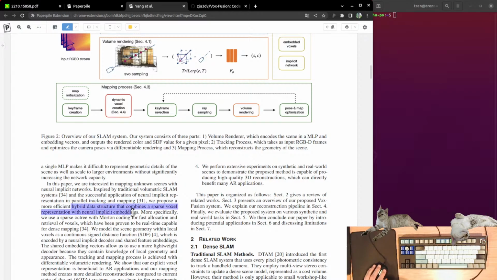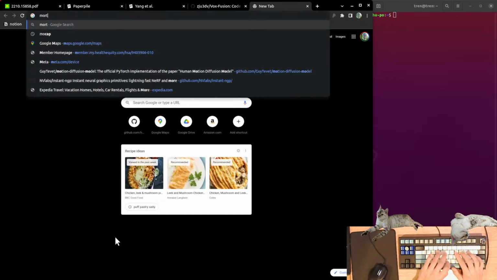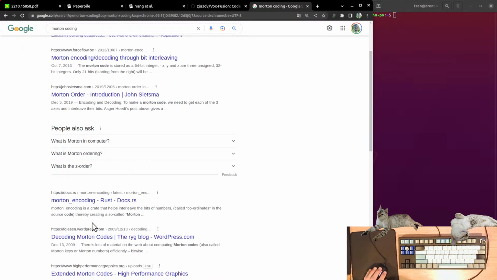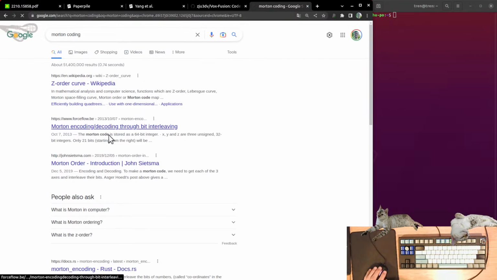Yeah. So this is really the meat here, right? Sparse voxel representation with neural embeddings. Okay, so maybe a little bit more information here on the octree. It's a sparse octree with Morton coding for fast allocation and retrieval of voxels. What the hell is Morton coding? Morton encoding.